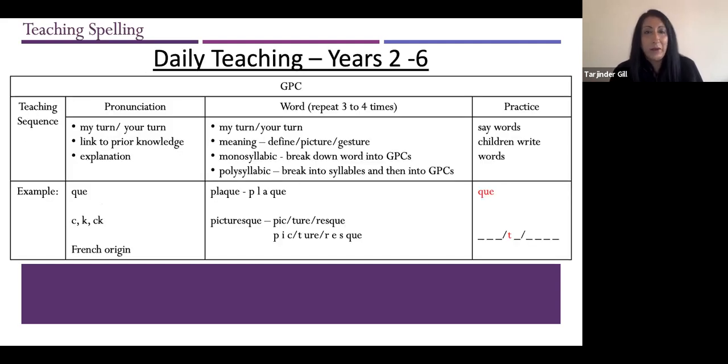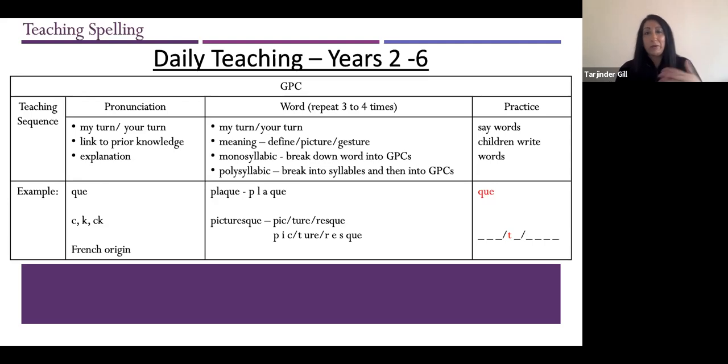So what would I do if I was teaching the grapheme phoneme correspondence? I'm going to go through this lesson in a bit more detail. With other lessons, I will just focus on the bit that would be slightly different. I think that's the most helpful way to do this. So the initial thing, I would just teach children how to pronounce that particular GPC. I would then go through the letters and how it's spelt, link it back in with their prior knowledge of that sound, and talk about how this has a French origin as well. And then I would go through words one by one.